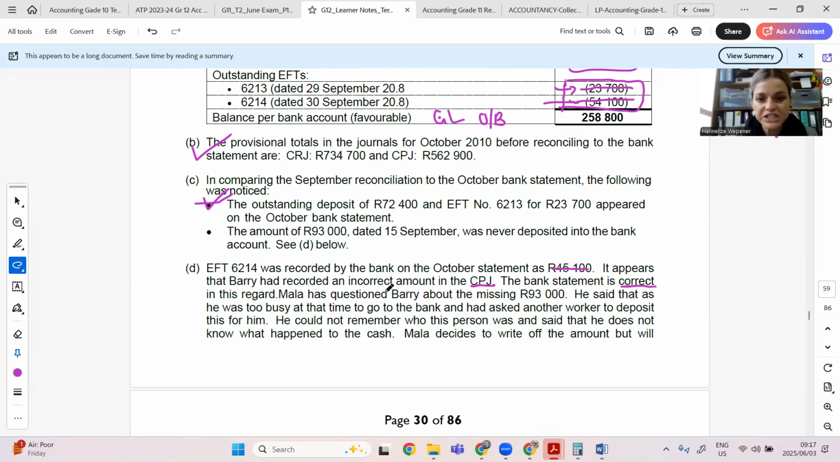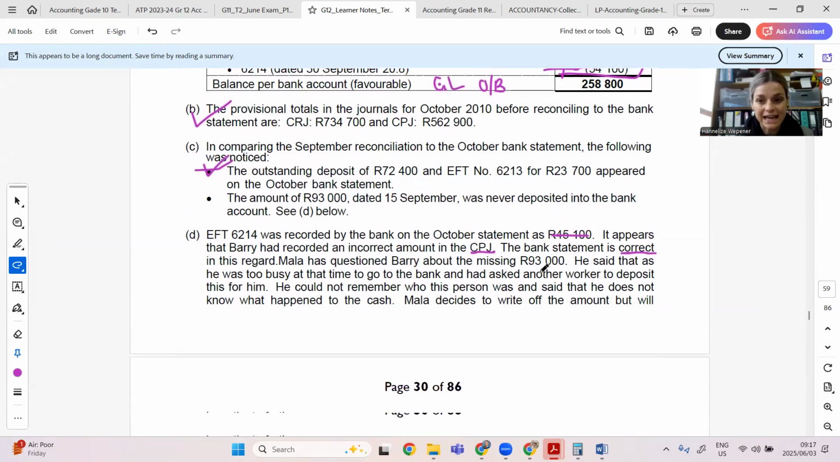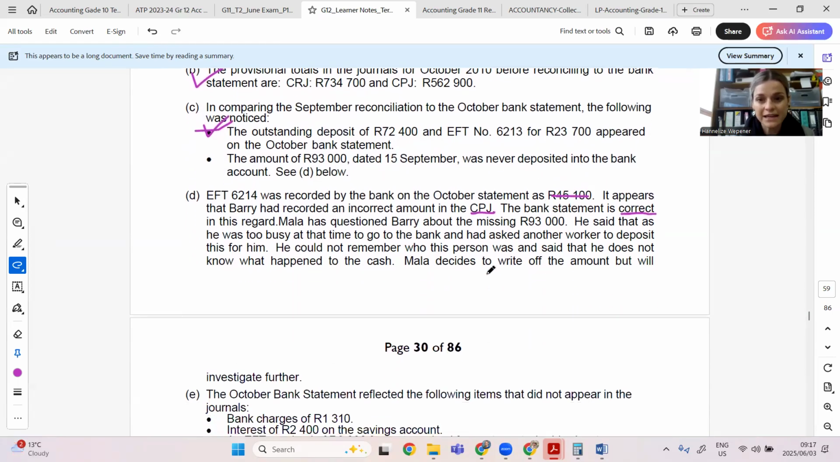Then you questioned Barry about the missing 93,000 Rand. So now they are back at the outstanding deposit. He said that he was too busy to go to the bank and he asked one of your other employees to go and deposit this amount. He could not remember who, and he said that he does not know what happened to the cash. So you now need to write this amount off. You will investigate this further, but for now, you have to assume that you are never going to get this 93,000 Rand back.